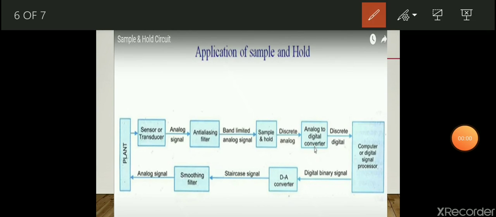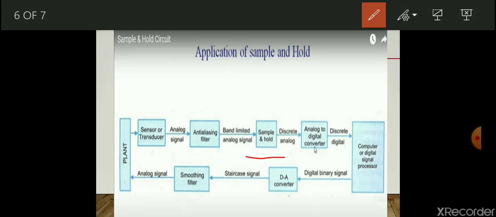This is one of the basic applications of the sample and hold circuit. Here we have the setup of a plant. We are taking the analog signal and converting it into digital form before processing. The analog to digital converter converts the unknown analog signal into a digital signal. So before the analog to digital conversion, we are using the sample and hold circuit.